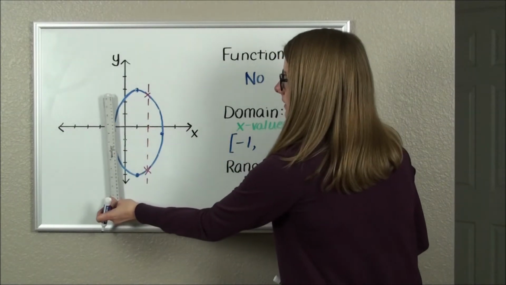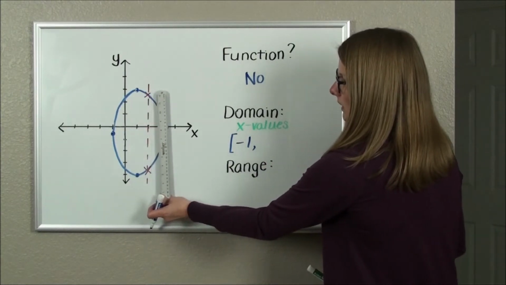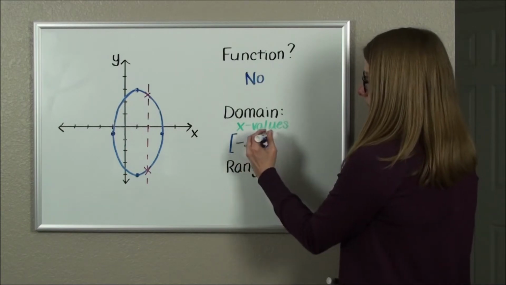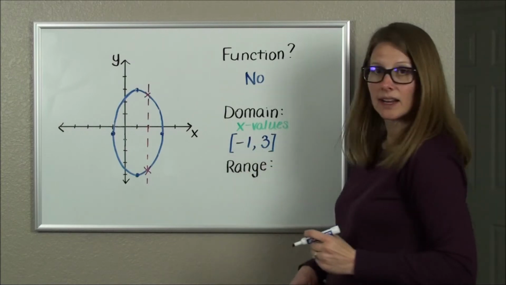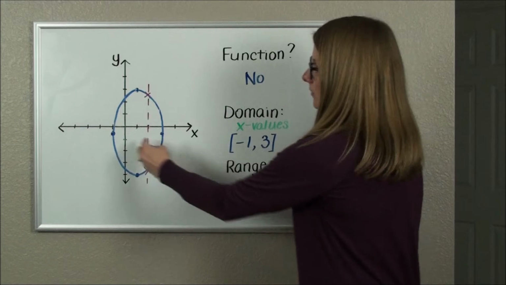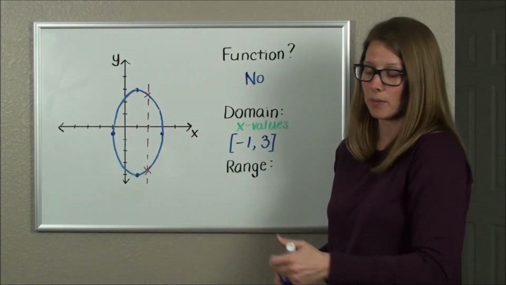And as I continue to scan from the left to the right, I continue to see a picture up until I reach the x value of 3, at which point the picture stops. But again, because there's a point when x is 3, I will use square brackets. And so all of the values that have an x value between -1 and 3, that's the interval over which we have a picture.